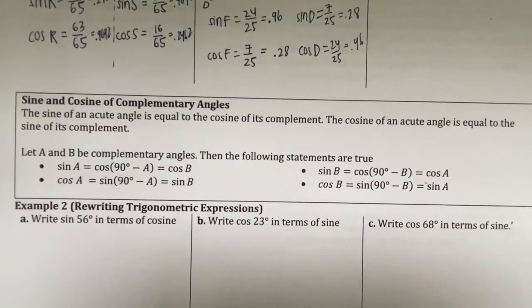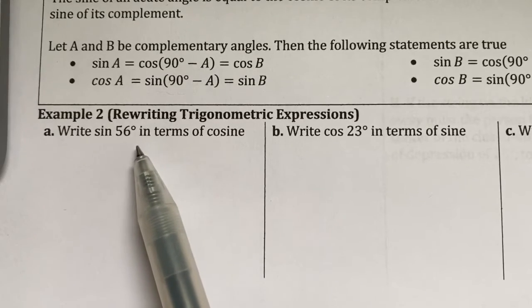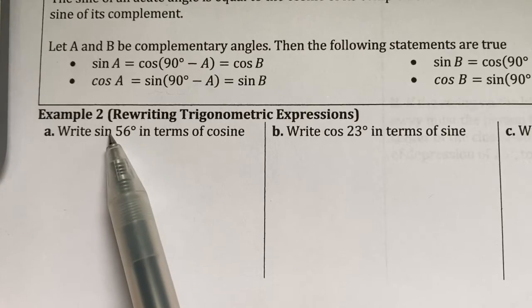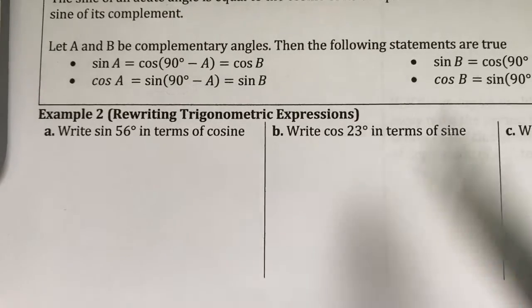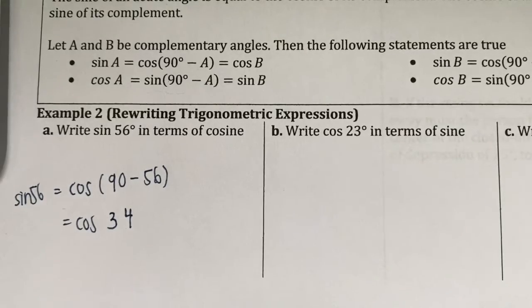So let's do example 2. We are going to be rewriting the trigonometric expressions using this rule. For A, we are asked to write sine 56 in terms of cosine. Since we're starting with sine, we're going to switch to cosine, and then we just want to do 90 minus 56. This is going to give you cosine of 34.